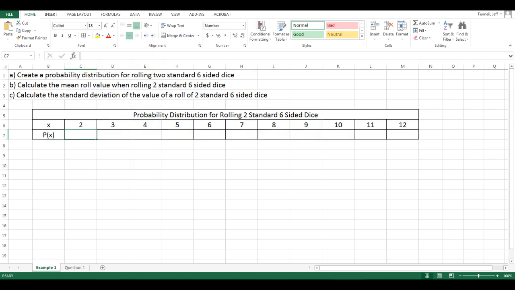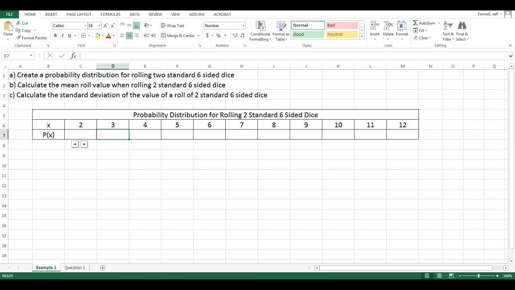If we look at how can we roll a 2, well, in order to roll a 2, we would need to roll a 1 on the first die and a 1 on the second die. There's no other way I can do that. I need a 1 to happen on both of the dice.